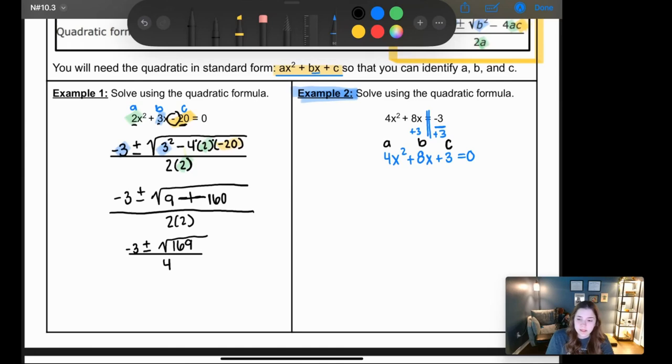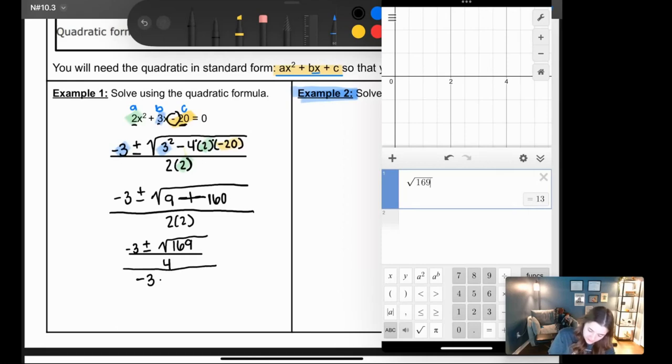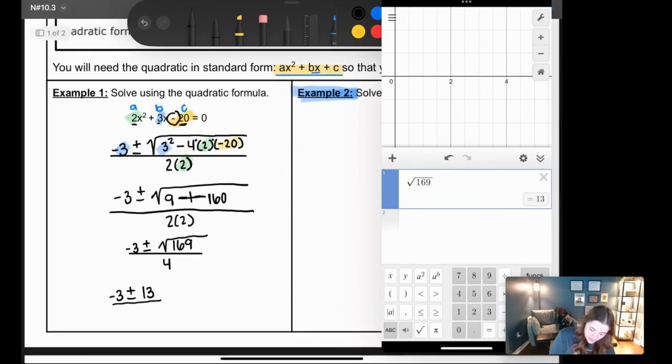Now you're really close to being completely finished. Sometimes we won't be able to solve what's inside of a square root, and we'll have to leave it as a square root. But we need to use our friend Desmos and see if we can solve the square root. So I'm going to do square root 169, and look at that, it is 13. So now the problem becomes minus 3 plus or minus 13, because I solved that square root, divided by 4.